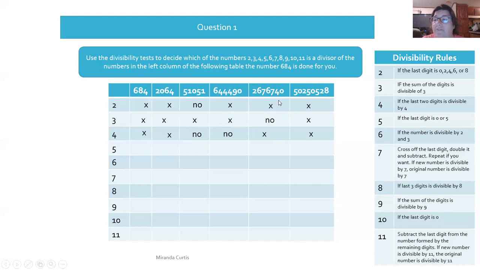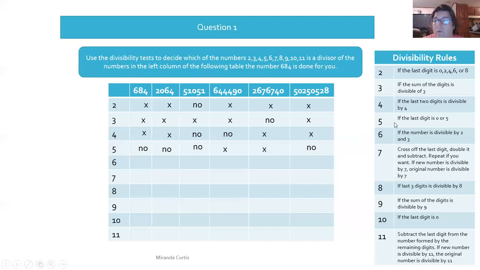Then we look over here and we got 2676740. It is divisible by 4 because 4 times 10 is 40. We know that. And it's divisible by 4, the last 2 digits, right there. Then we come to the next one, 50250528. 28 is divisible by 4, so we know it is. Okay, let's look at 5s.